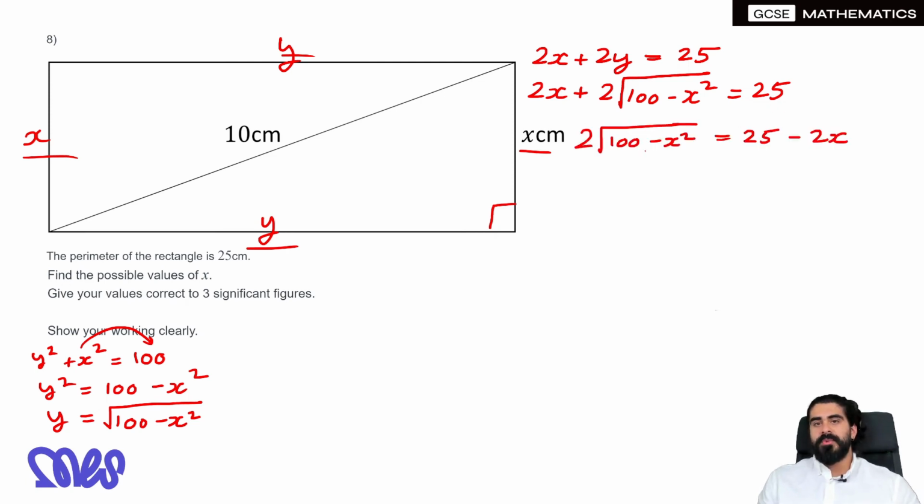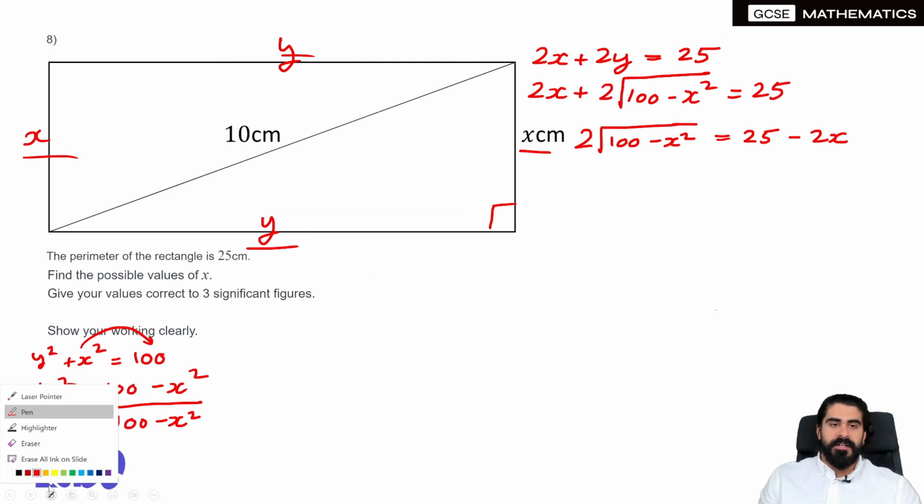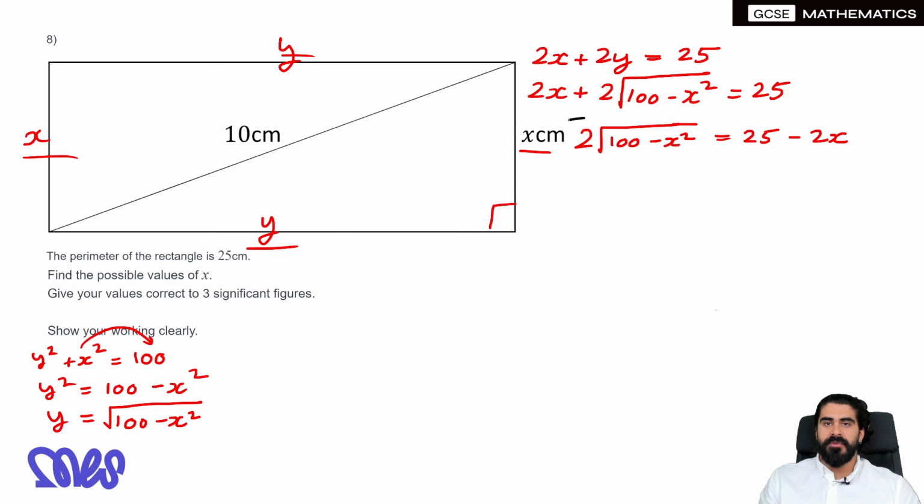Then what we do is we square both sides to get rid of this root. So I'm going to change color here, and put a square bracket here. Square both sides. Because now when we have 2 root 100 minus x squared and we square it, we have to square this 2, which becomes 4. And then this squared cancels out the square root, and it becomes 100 minus x squared, equals this 25 minus 2x, which we're going to have to expand.